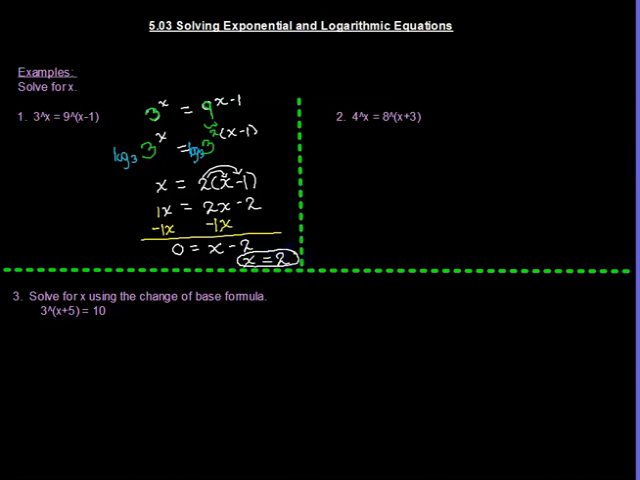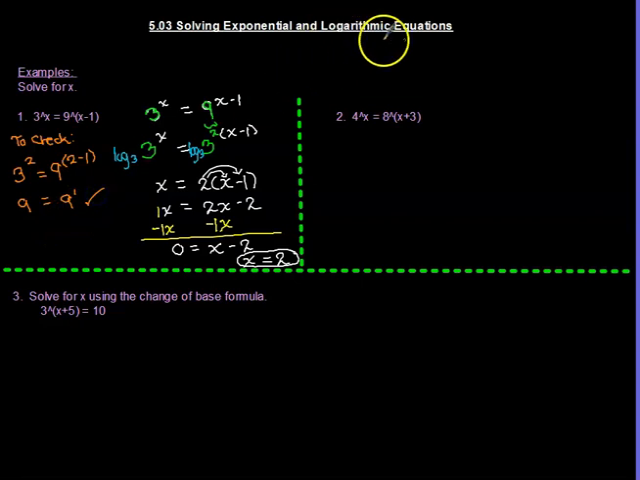And just for this problem, I'm going to show you that you can check your work, the same way that you have done in algebra. You just replace the x in the original equation with 2. So 3 to the second power equals 9 to the 2 minus 1 power. So 3 to the second power is 9. And on the right, I have 9 to the first power, which is also 9.